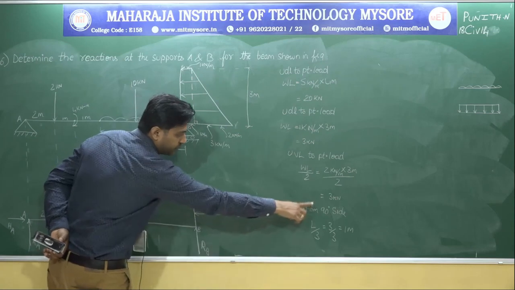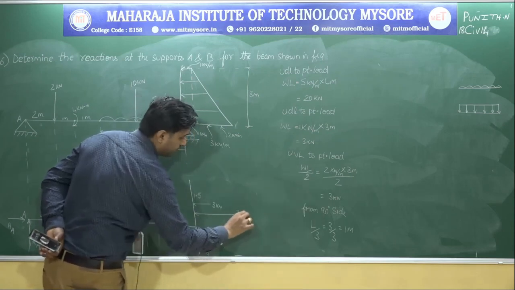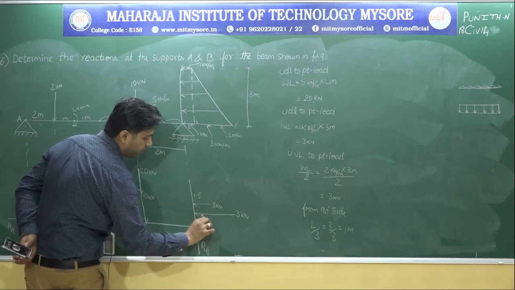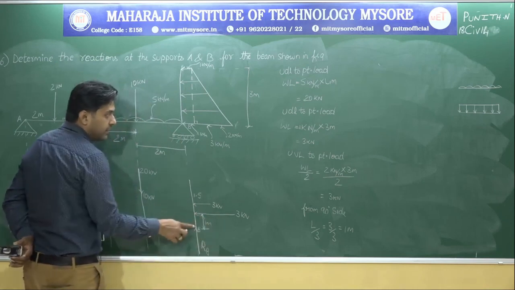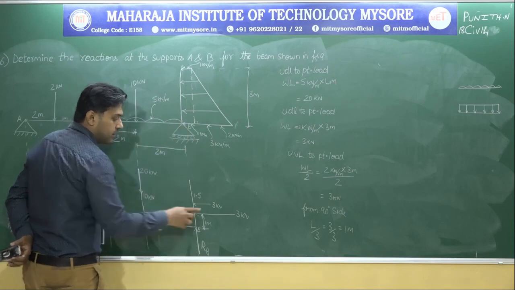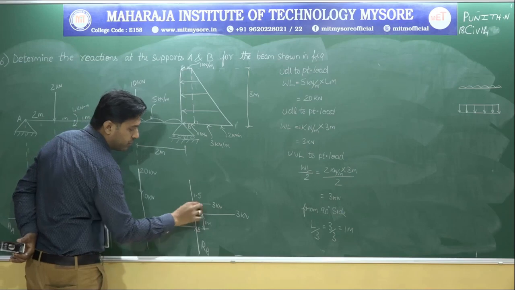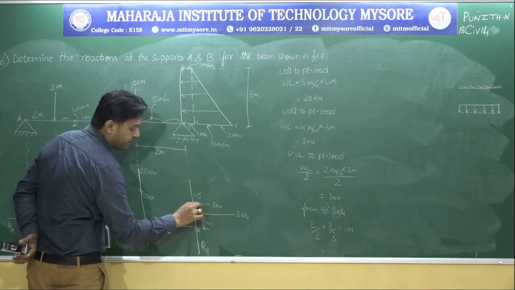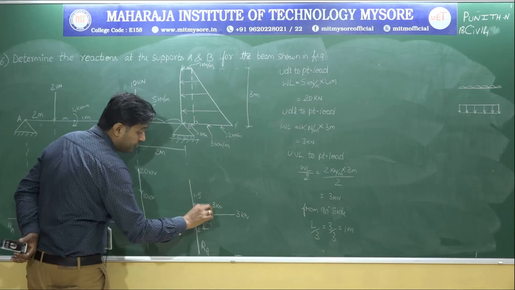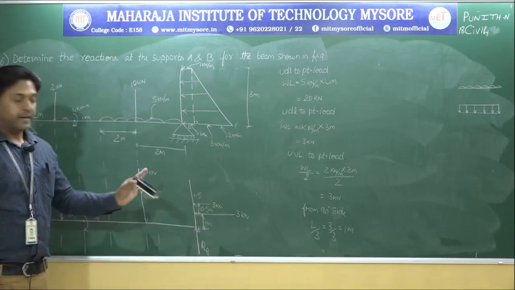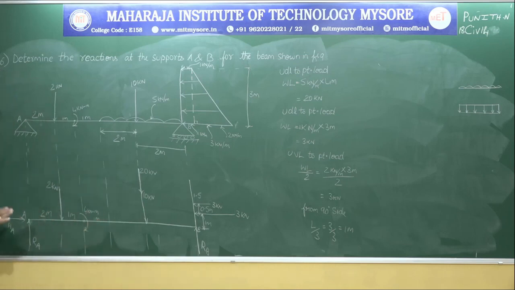This 3 kilonewton, okay, UVL. It acts at a distance of 1 meter from where? From the 90 degree side, 1 meter. So total how much? 3 meters. If this is 1.5, this is 1. Don't you think that this is 0.5? So be careful, this is very, very important. So I think you people have understood the free body diagram.